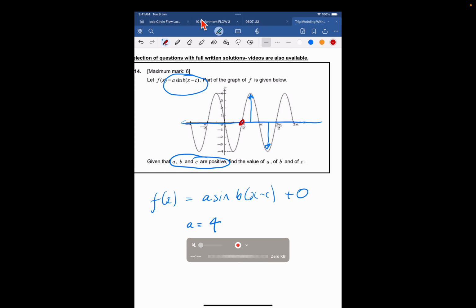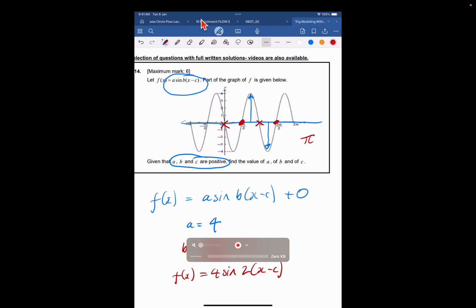I think we can go from here to here. Can you see that looks to be the period, looks to be pi. That seems good. Let's check from here to here. Yep, the period is pi. So this b is always 2 pi divided by the period, so that is 2. So our current model is f of x equals 4 sine 2x minus c.